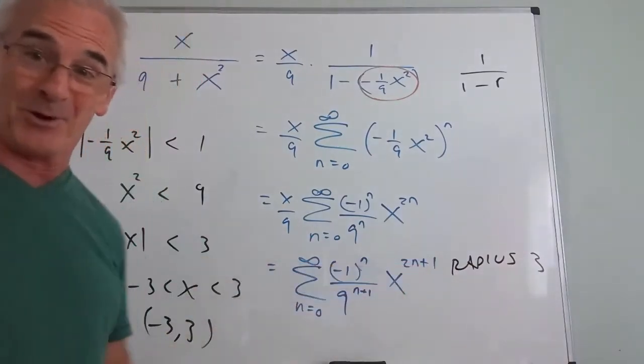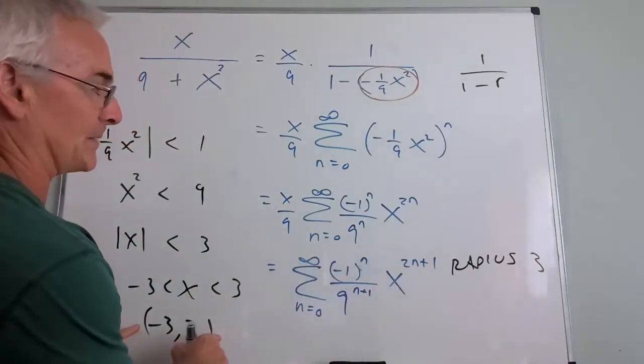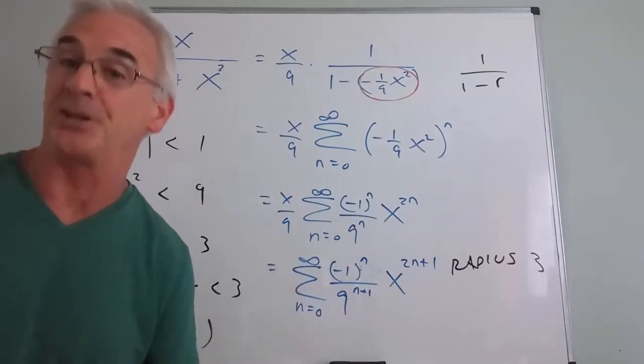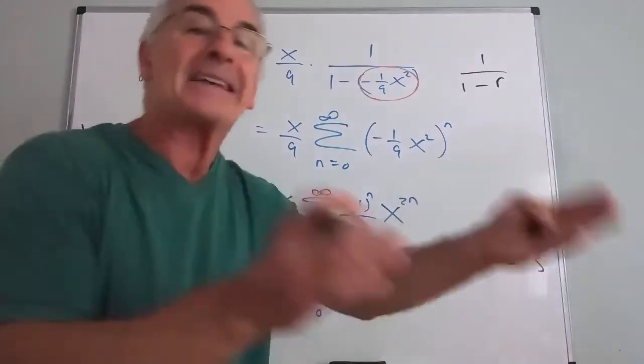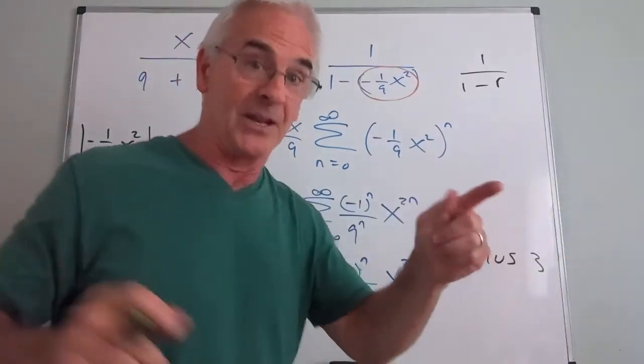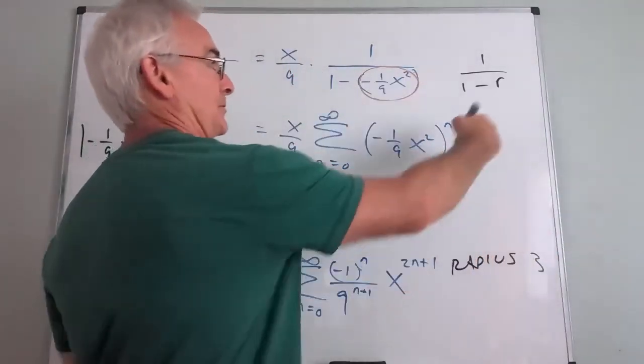I don't have to check the endpoints. It can't converge at either endpoint. That's impossible because it's geometric. What we looked at the other day were things that were asymptotic. They acted geometric, so we still had to check the endpoints. This straight up is geometric.